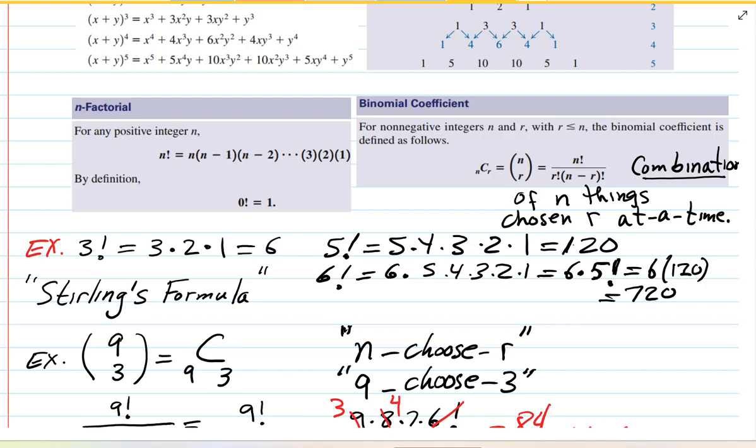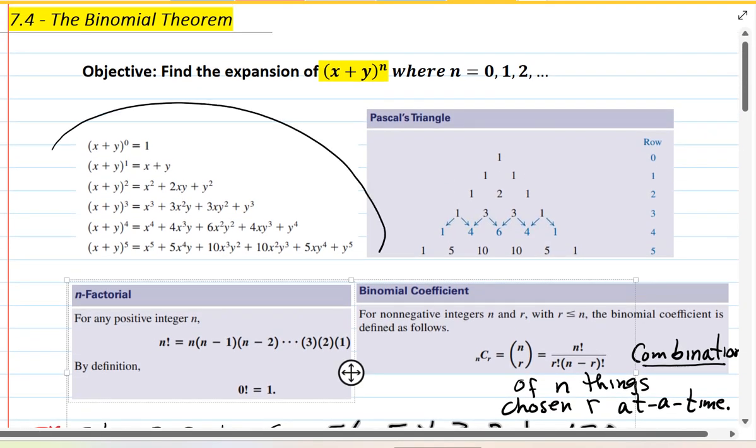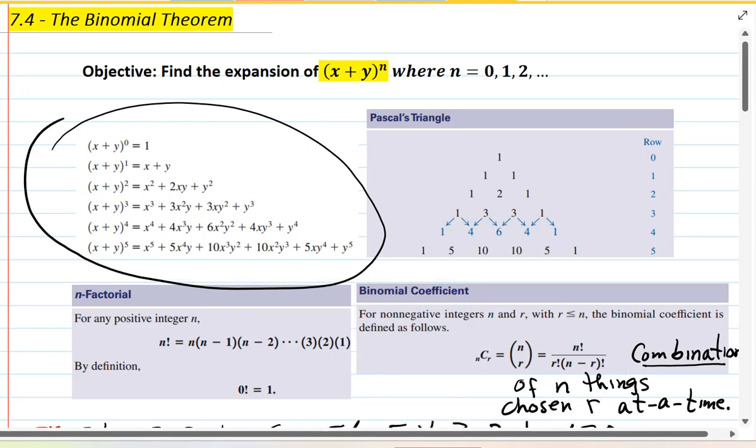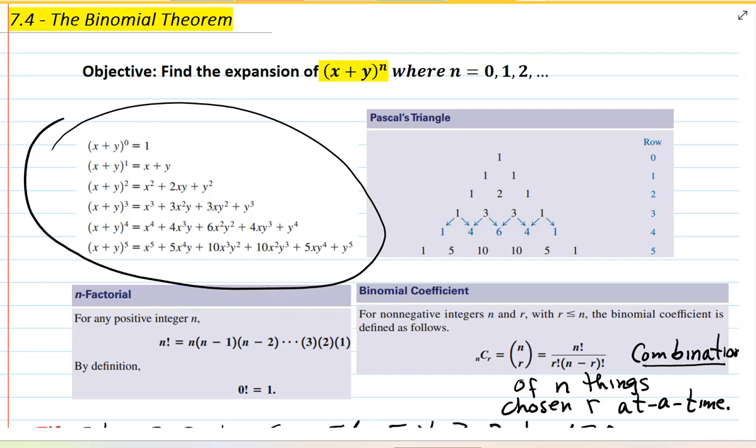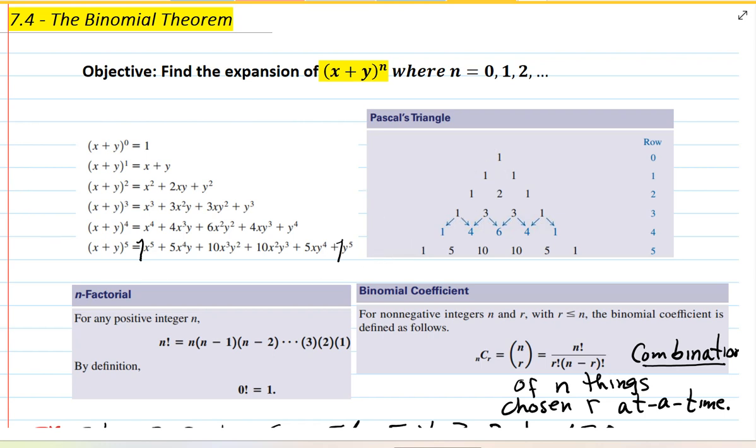So let's see. The observation we're going to make from the expansion of x plus y to the 1st, 2nd, 3rd, 4th, 5th. We can make quite a few observations here. We already made several observations, right? Every expansion starts with 1 and ends with 1, the coefficients, right? Let's see. For x plus y to the 5th, that's my focus. The exponent n is 5. 1, 2, 3, 4, 5, 6. There are 6 terms in the expansion, right?